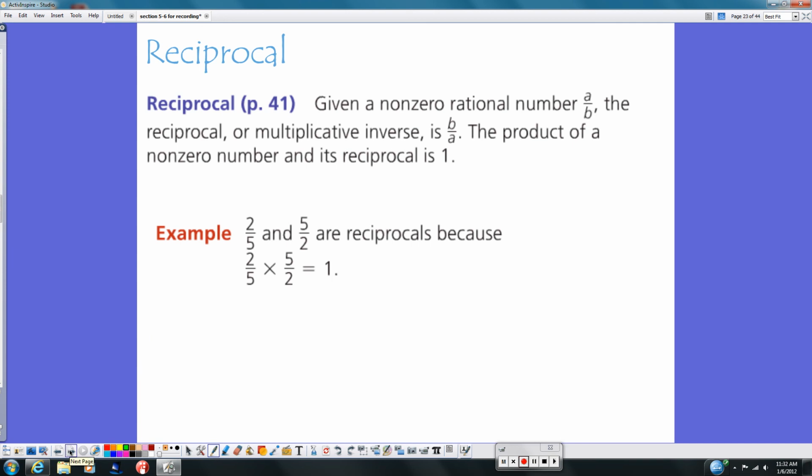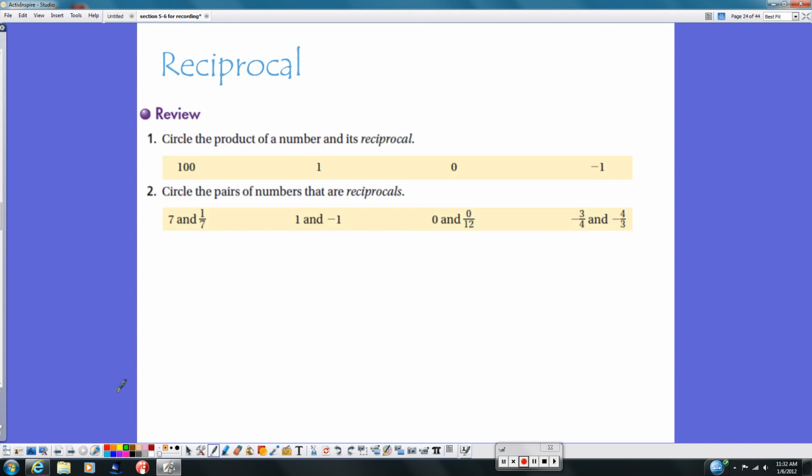We're going to need to work with reciprocals today, so let's do a little more practicing here. The product of a number and its reciprocal is what? And circle the numbers that are reciprocals. So go ahead and take a second and do those, and we'll see how you do.